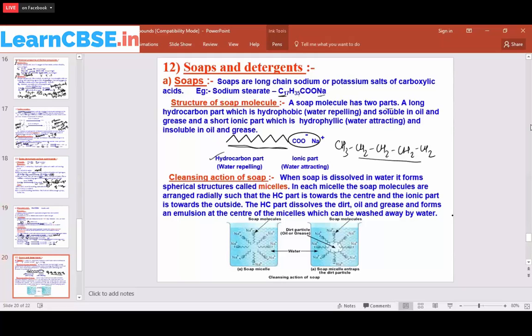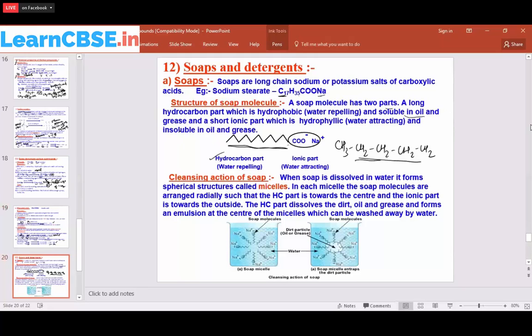What does phobia mean? It means fear. Hydro means water. So the long hydrocarbon chain is a water repelling group. Repelling means it does not want to make a bond with the water, that's why it's hydrophobic. But it can easily dissolve in oil. The long chain hydrocarbon is easily soluble in oil, but insoluble in water. That's why we call it hydrophobic.